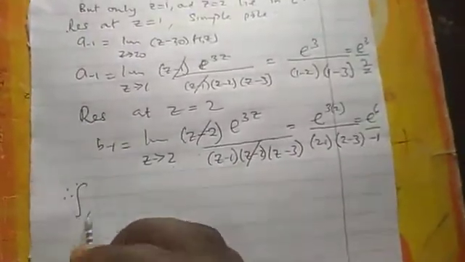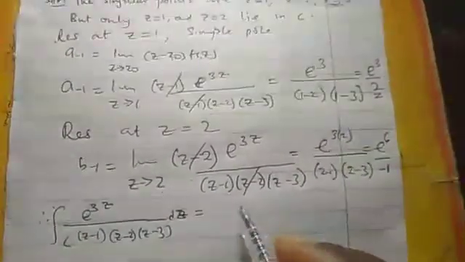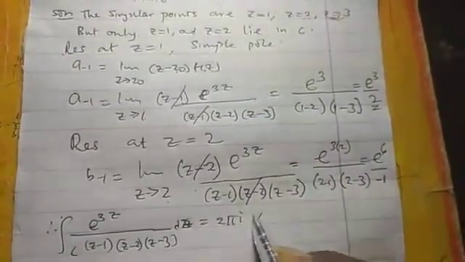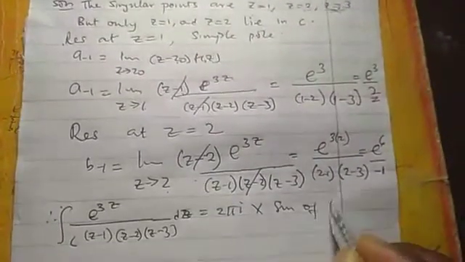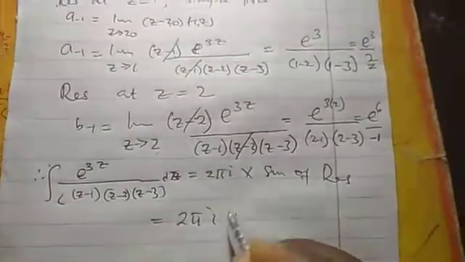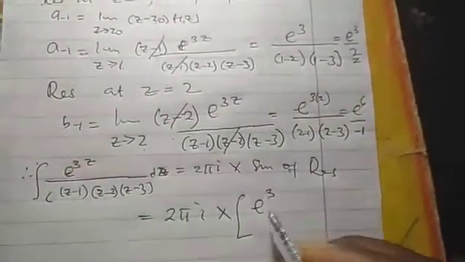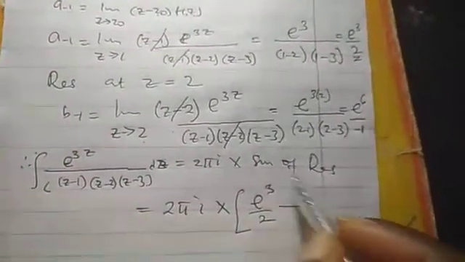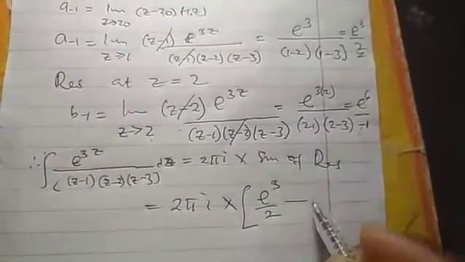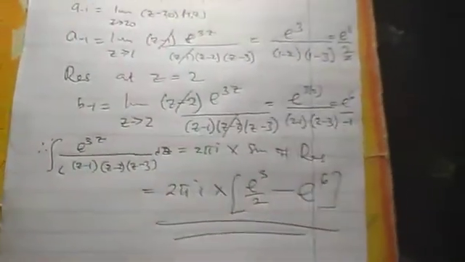So now I can come to the integration. Therefore, the given integral is equal to 2 pi i times the sum of the residues. So this will give me 2 pi i times, what are the residues? The first one is exponential 3 over 2, minus, there's a minus here, exponential 6. So that's our answer. That's the solution to the integration.